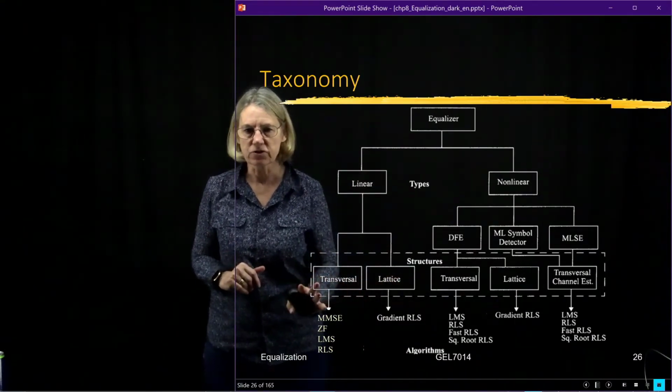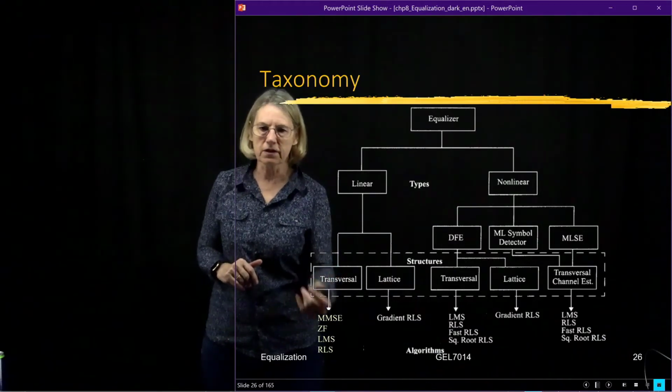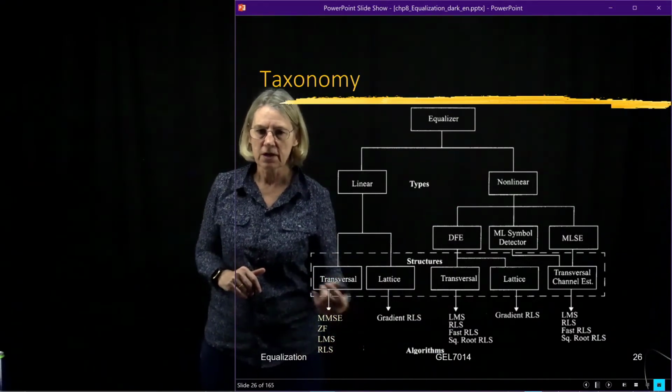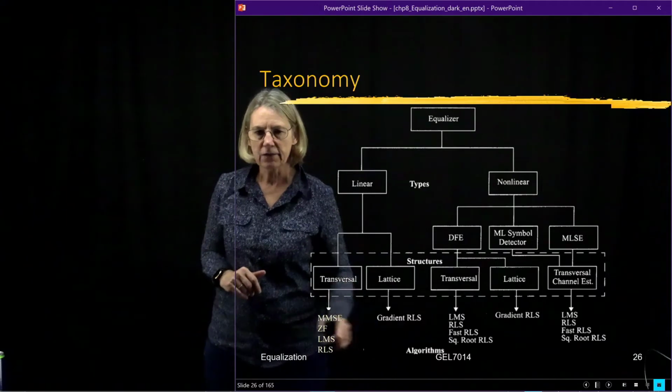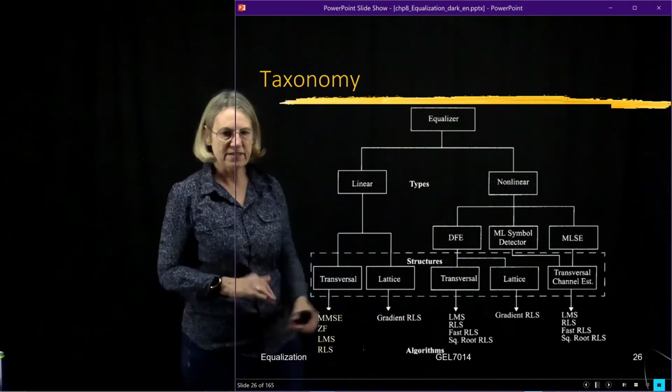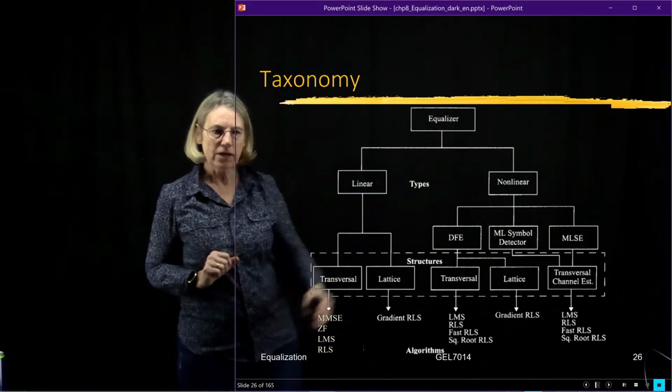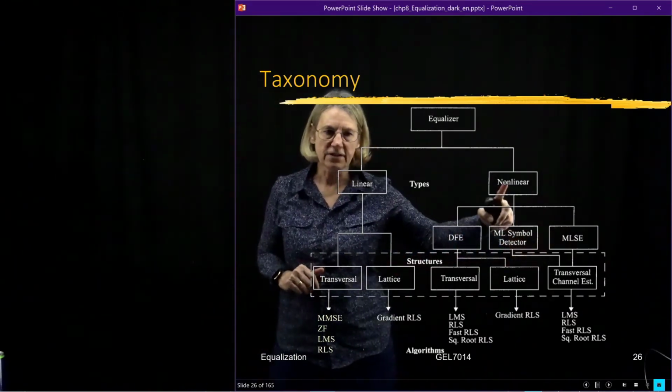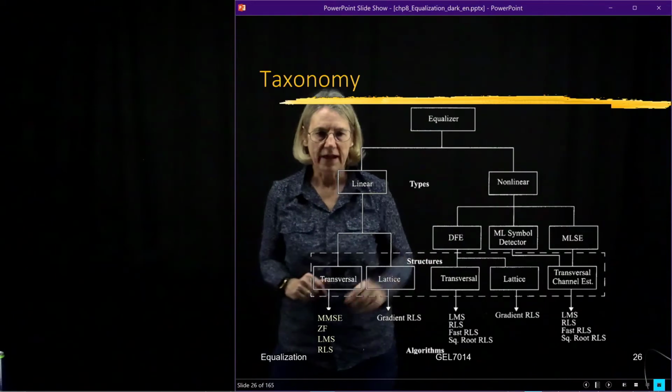In the linear, there are a couple of structures that I could use, and kinds of filters: a lattice filter, a transversal filter. And we're going to be focusing on these transversal filters. Here we have the two fixed methods and the adaptive methods of the same filters. And over here we have the MLSE under the nonlinear, and the decision feedback equalizer.